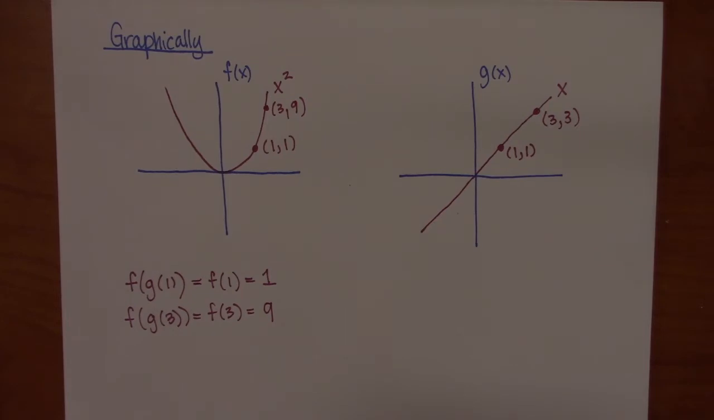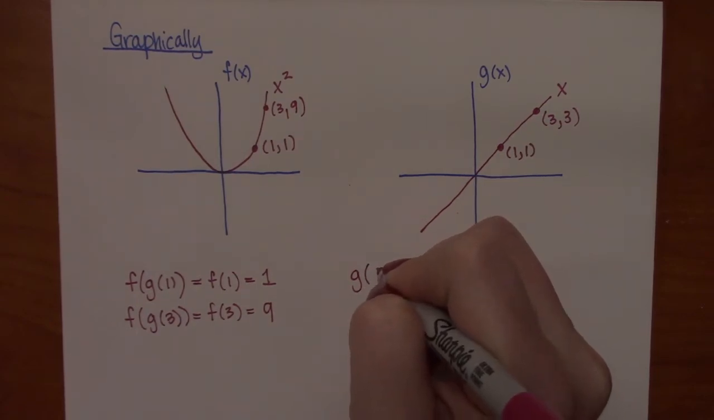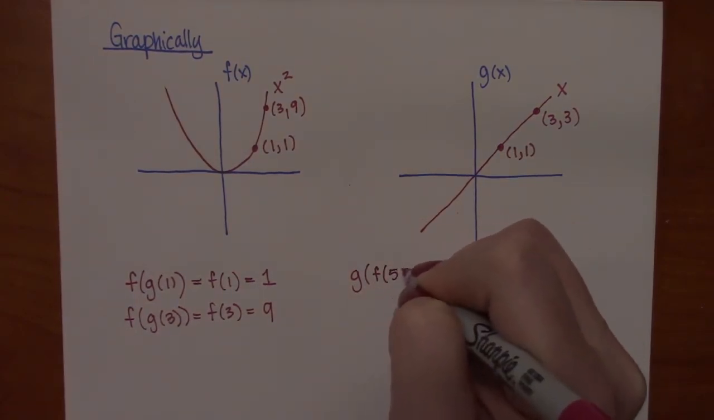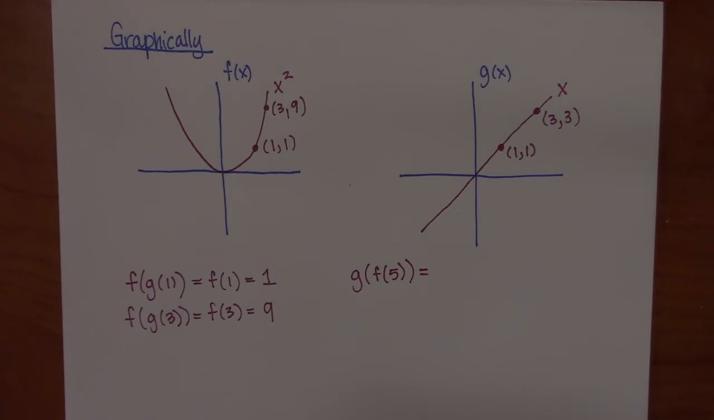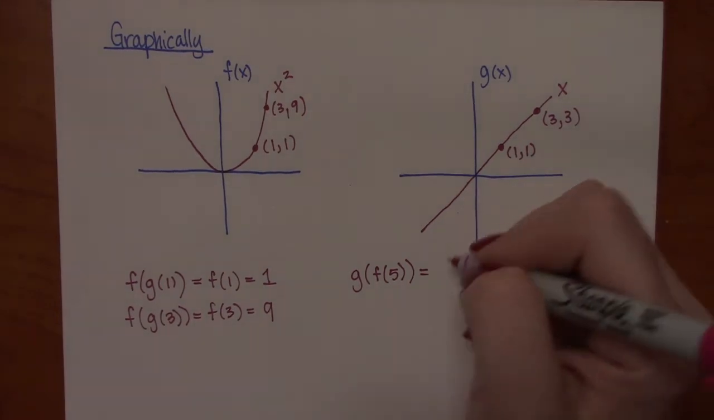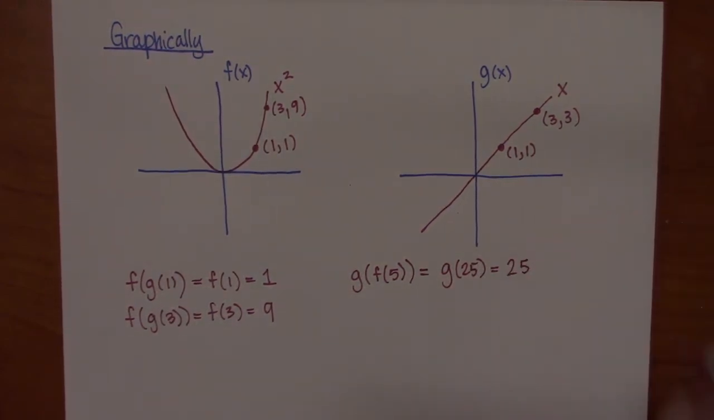And if we wanted to reverse the order of the composition, so let's say we want to find g of f of 5. Well, when we find the x value that corresponds to 5 on f of x, the y values get squared, so that becomes 25. Then we would find g of 25, and on g of x, all the x's and y's are the same. So you find the x value on the input function, find the corresponding y value, then plug that y value into x on the other function, and find the new y.